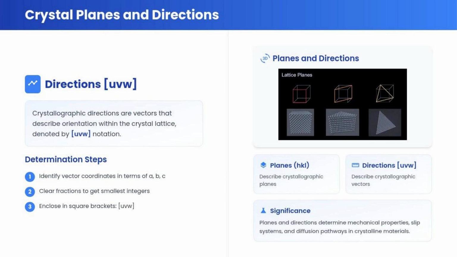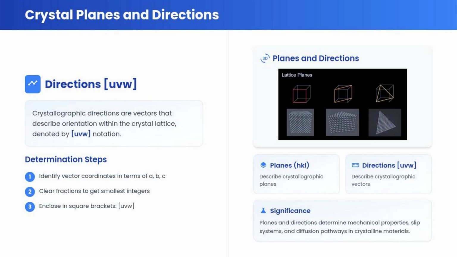To wrap up, let's distinguish between planes and directions. While planes use parentheses, crystallographic directions are vectors and are written as U, V, W in square brackets. Refer to the significance section.